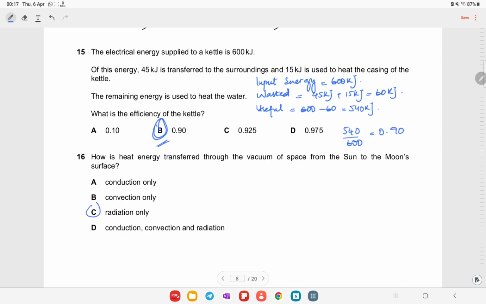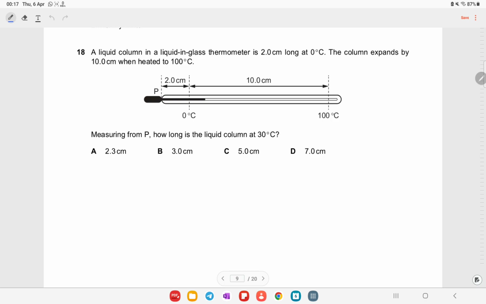So obviously, this is the transfer of heat in the form of electromagnetic waves, and the process is called radiation. So this is again an easy question.